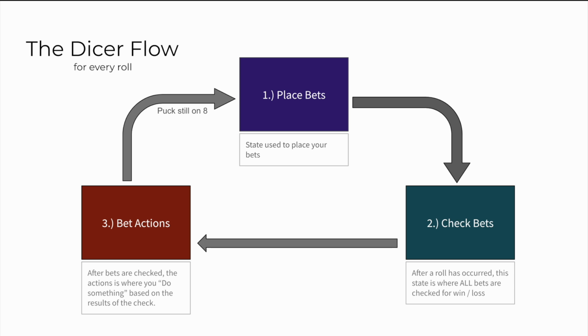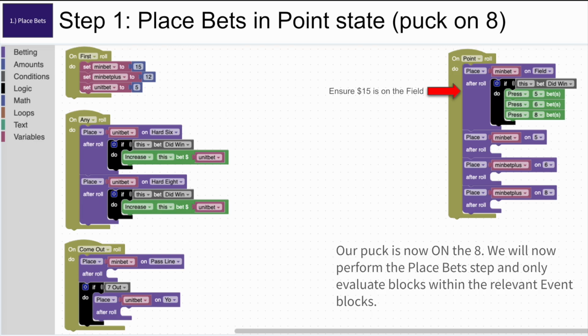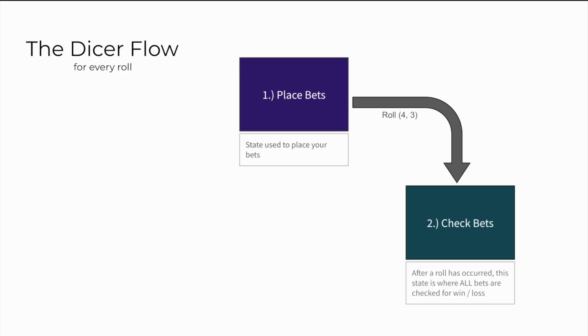The hard ways bets will be evaluated again, but considering they are already bet, this will just ensure they are placed. Also, remember that for the hard 8 bet, this value was overridden by our previous press action. We will then move on to the bets within the point event block, where we will ensure our bets for the field, 5, 6, and 8. We are now ready for our next roll.